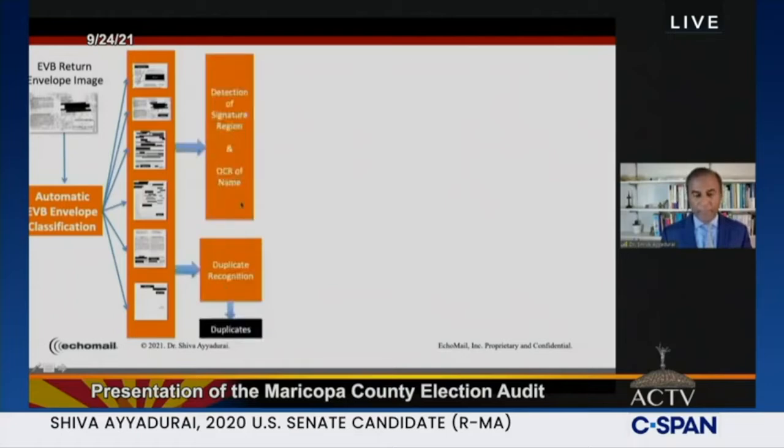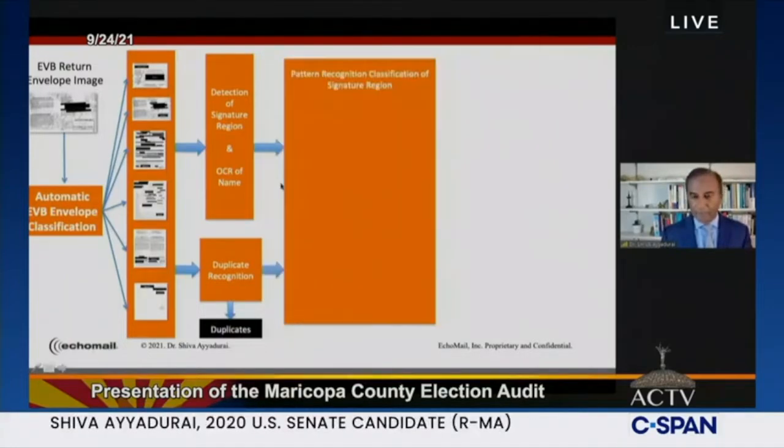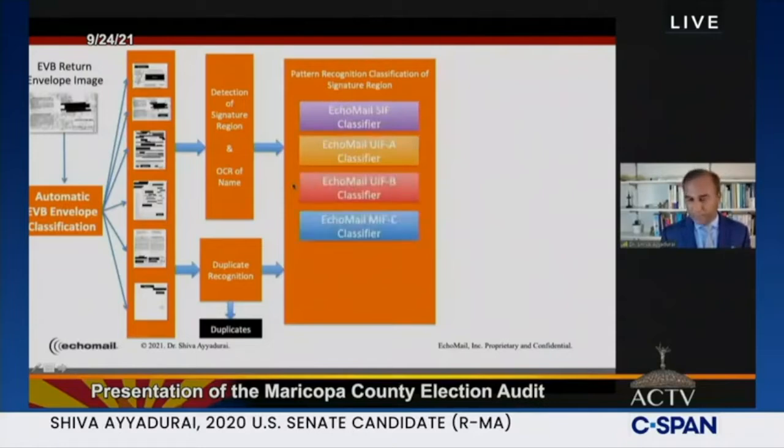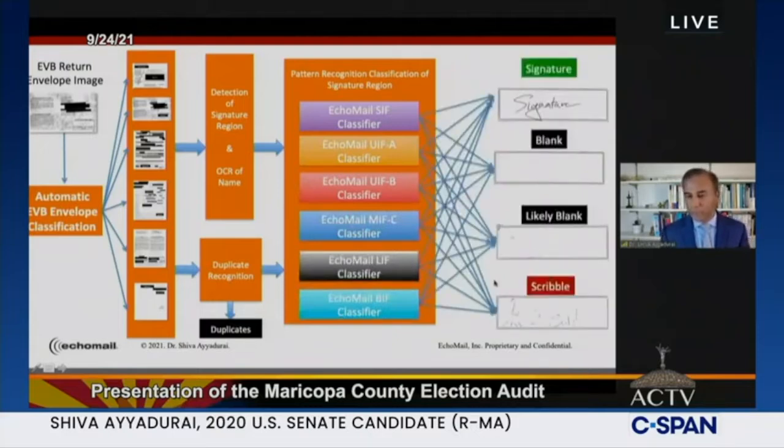And then we looked at the ballots. Once we knew which one it was, we identified what kind of region, we extracted the region. If possible, though this was not part of the scope, we also tried to extract the name. We were able to do that for close to, I think, 99% of them. So we also used different types of classifiers, which is pattern recognition lingo, for each one of these different kinds of ballots to ultimately put them into one of these 4 buckets.